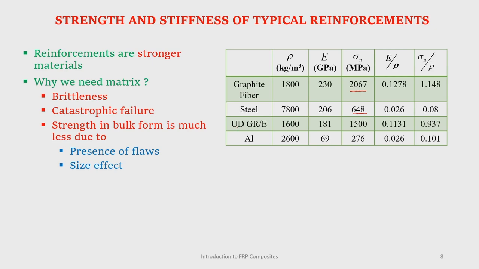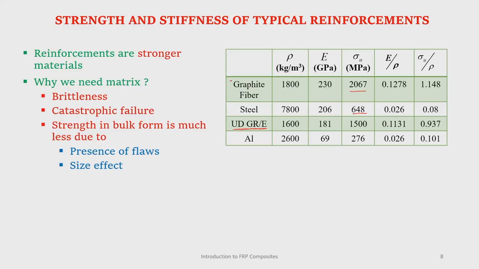Similarly, this shows unidirectional graphite epoxy. We'll discuss this in detail when we come to the fiber reinforced composite. But here, what it means is graphite fibers are mixed with a polymer matrix to give graphite epoxy. So, this is the composite. Actually, this is only the reinforcement, and this is the composite. At a certain percentage, the graphite fibers are mixed with the polymer, and that also gives rise to a Young's modulus comparable to that of steel, 180 gigapascal, but strength is almost 2.5 times that of steel. So it is still much stronger.